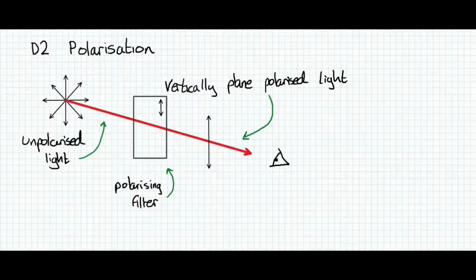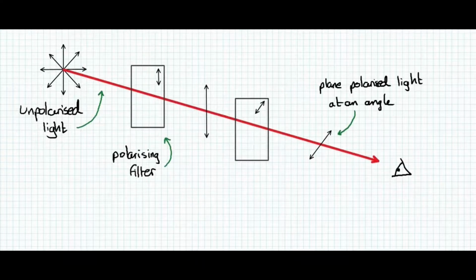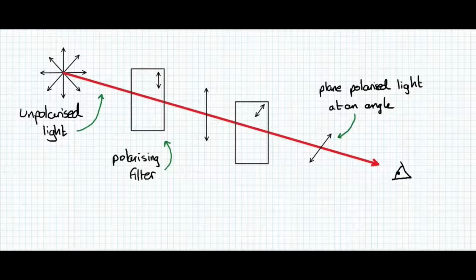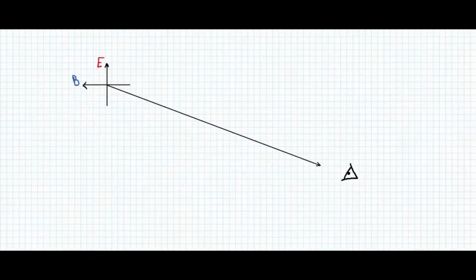Polarization. Unpolarized light passing through a polarizing filter will become polarized. If it is a linear polarizing filter, then we will have plane polarized light that passes through it. If we have two polarizing filters, one after the other, then that plane of polarization can be rotated around by the second filter. So what do we mean by polarization?